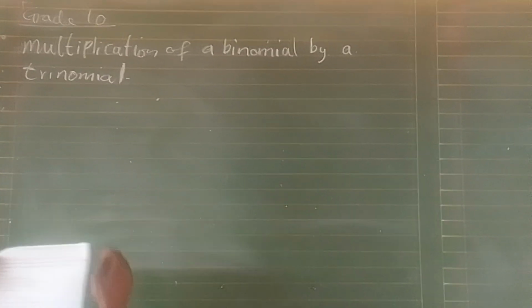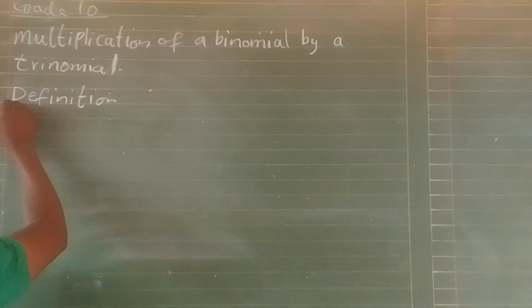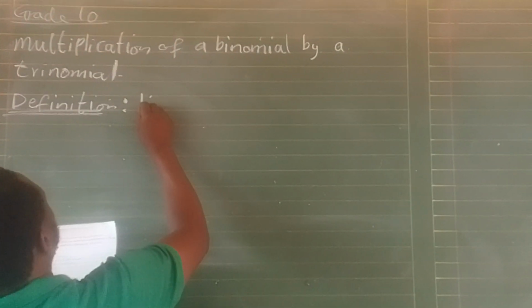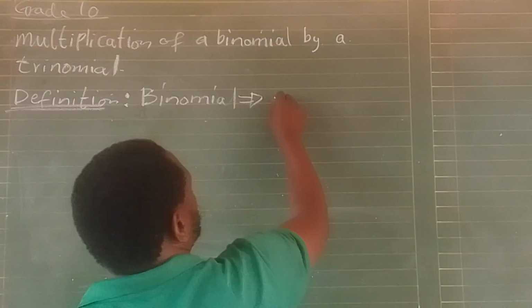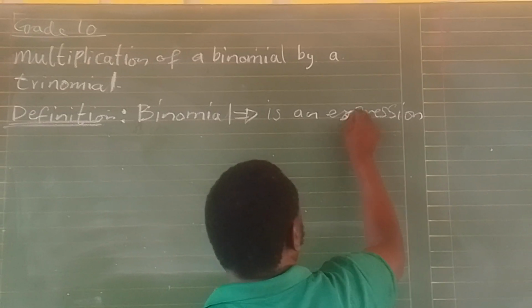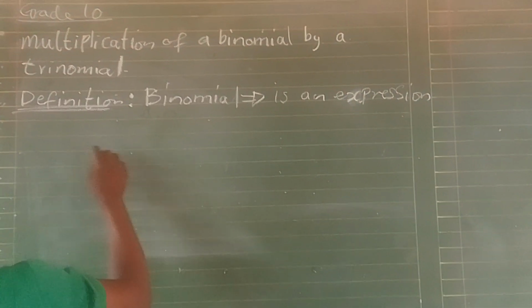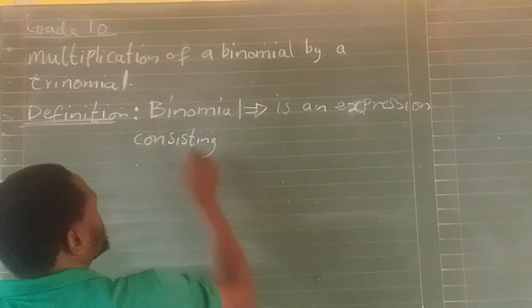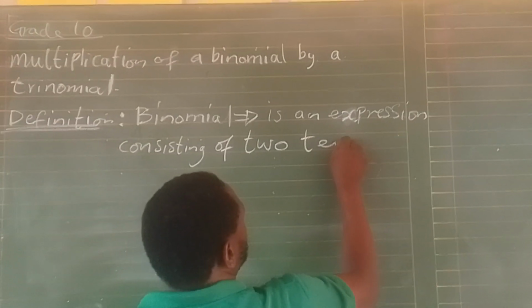Right, let's first define what a binomial is. The definition of a binomial is an expression consisting of two terms.